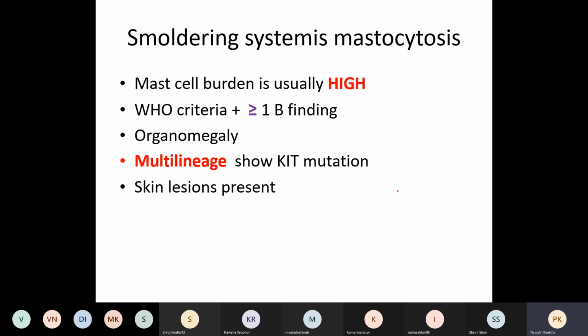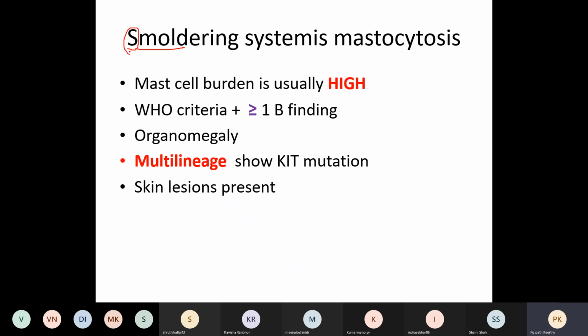Okay, now the smoldering systemic mastocytosis. What happens? See, smoldering means this guy is naughty, but he doesn't show off. In front of teachers, he will be the innocent fellow, and when teacher is not there, he will be the naughty one.